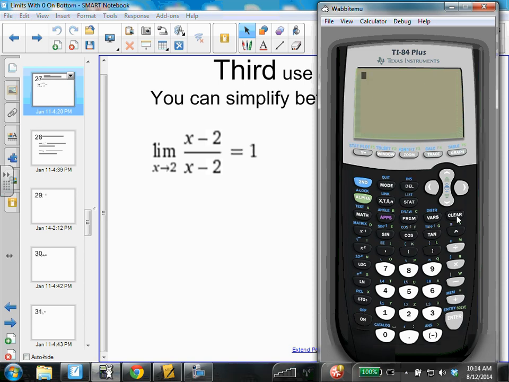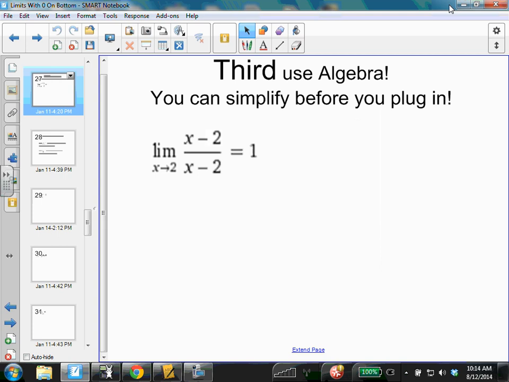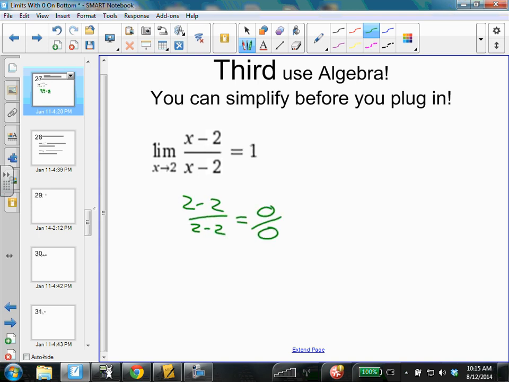Okay, but you can see what I have written up here already, right? It's just that the third thing you can do whenever you get, for instance, in this example right here, plug in a 2. If we just immediately tried to plug in, we would have 2 minus 2 over 2 minus 2, which is 0 over 0, and that's a problem, and you'd want to say the limit does not exist, but in reality, that's not true.